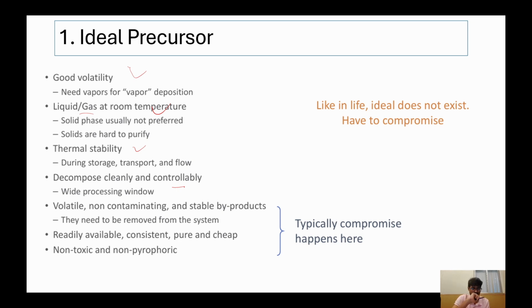That we will come to, like silane gas that decomposes into silicon and hydrogen. In that case, there should be a wide window of decomposition, so that we can have a wide processing window. Okay, and volatile and non-contaminating and stable byproducts. That we will go into.